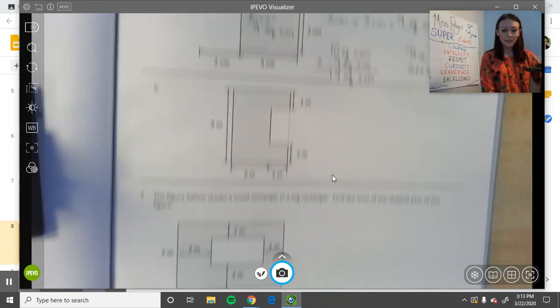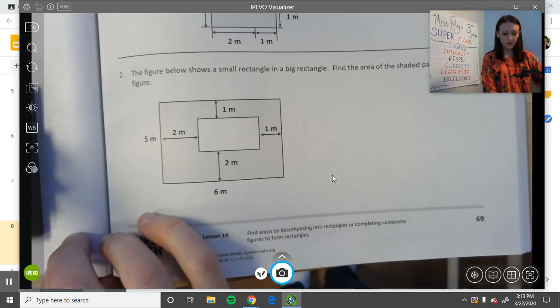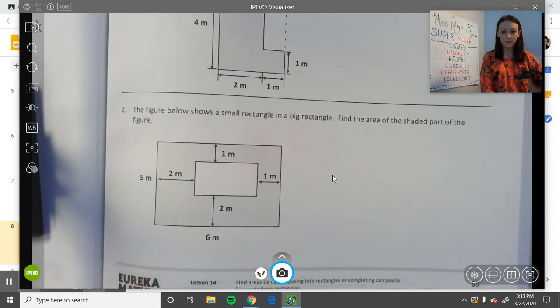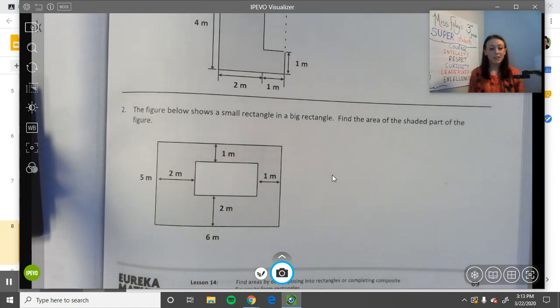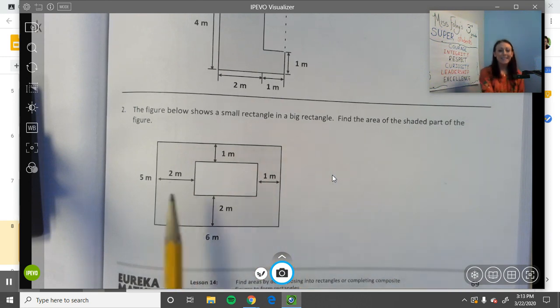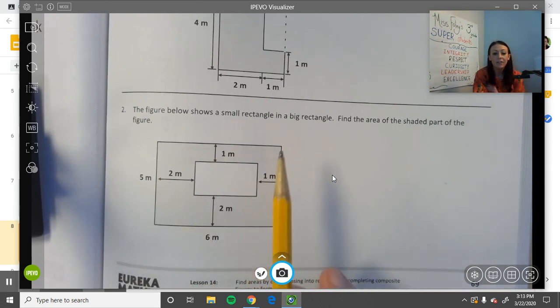Okay, now that you have finished 1A, we're going to go down to problem 2. Now, this figure looks a little different than the one that we just worked on up top. So this figure below shows a small rectangle inside a big rectangle. And they want us to find the area of the shaded part of the figure. So I'm going to think about my 2 strategies that I know I can use to find area.